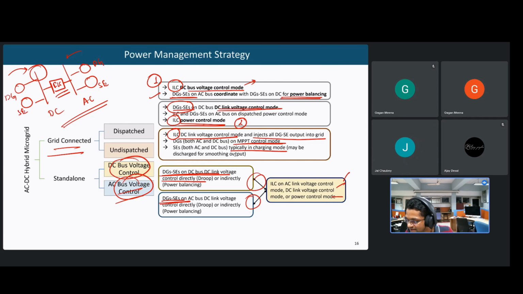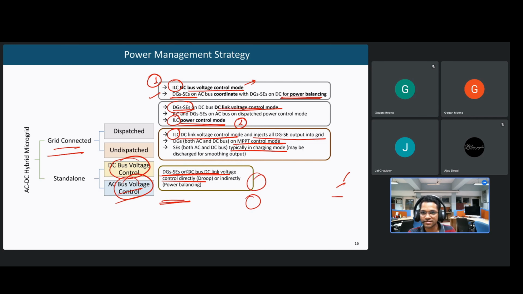Yes, Jay, are you saying something? What is the role of standalone ILCs in standalone mode? Both are operating... So actually this ILC is between DC and AC bus, right?